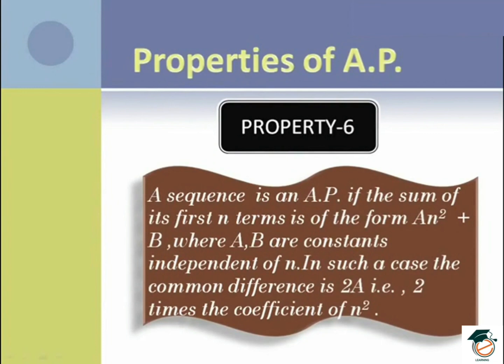Let's look at property number 6, and this property says that a sequence is an AP if the sum of its first n terms is of the form an² + b, where a, b are constants independent of n. Also, in such a case, the common difference is 2a, that is 2 times the coefficient of n². So this property says that if we have a sequence such that the sum of the first n terms is of the form an² + b, where a and b are constants independent of n, then such a sequence would be an AP, and the common difference of this AP would be 2 times the coefficient of n². So again, let's look at the proof of this property.